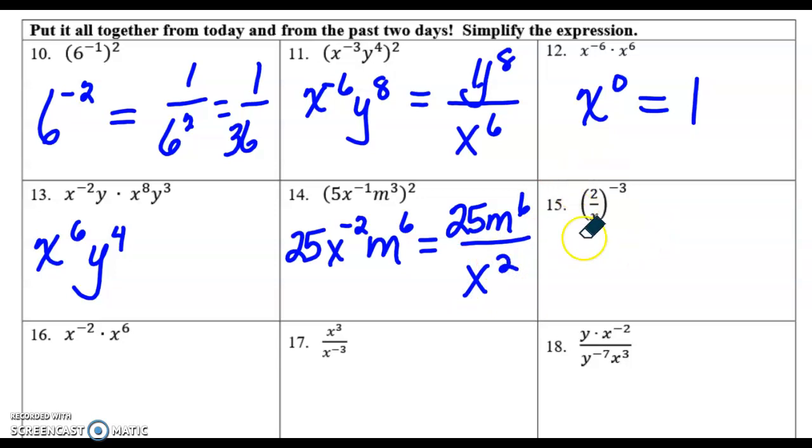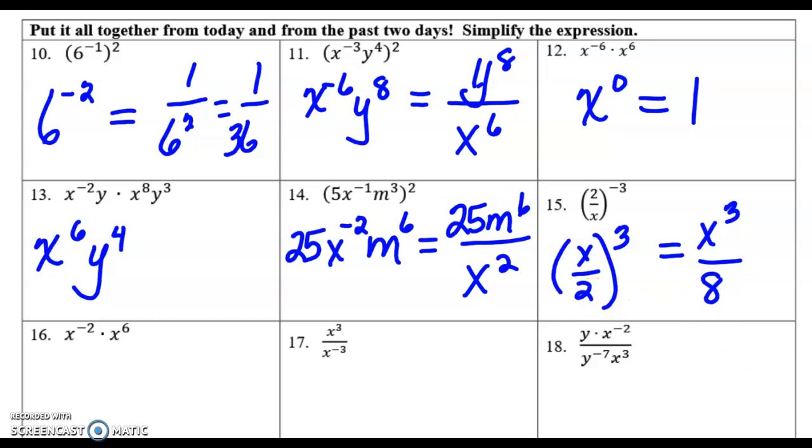When you have a whole fraction being raised to a negative power, you flip it. So we're going to flip the whole thing. Now the power is positive. And when you have x being cubed, you just get x cubed. And 2 cubed means 2 times 2 times 2, which is 8.